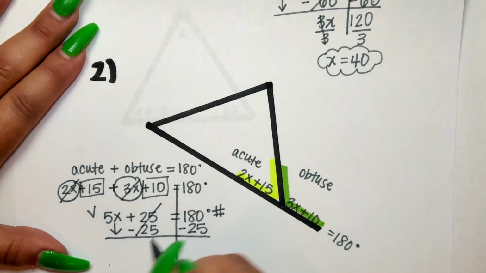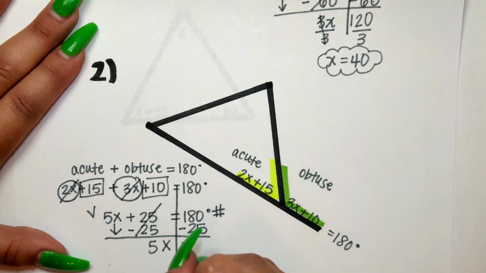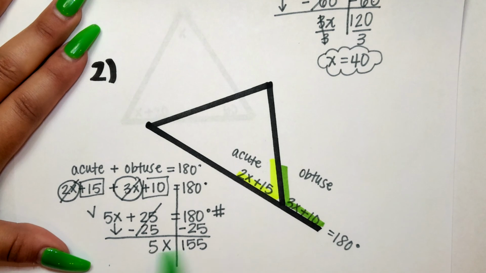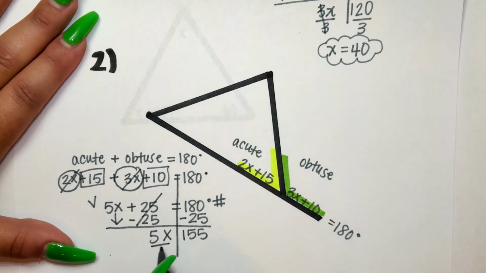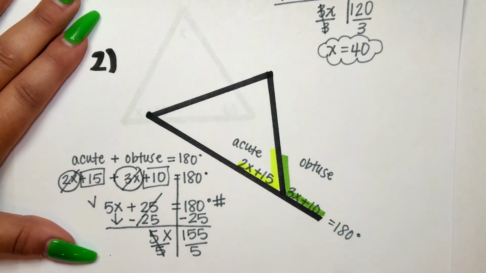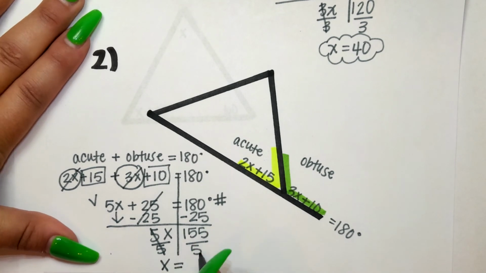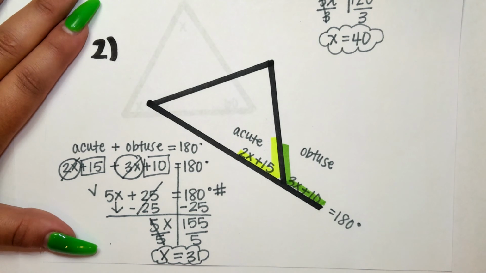I'm going to bring down my 5x. And 180 minus 25 is 155. Now I want to divide by 5 on both sides, since that's the number that is next to my variable. These can cross off because that's just 1. Then I have x equals 155 divided by 5 is 31. So my x is equal to 31.